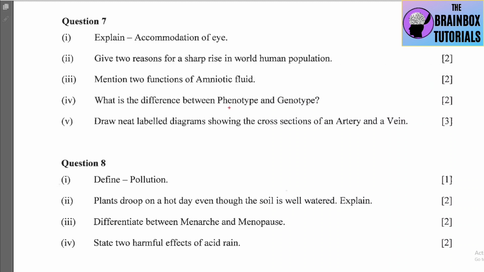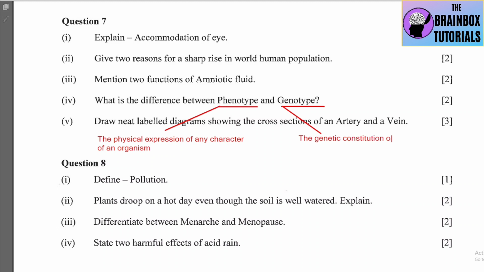Now 7 part 4 is what is the difference between phenotype and genotype. So for phenotype you are going to write that it is the physical expression of any character of an organism. And for genotype, we are going to write that it is the genetic constitution of an organism with regard to one or more characters.